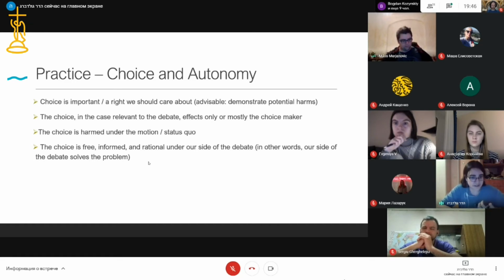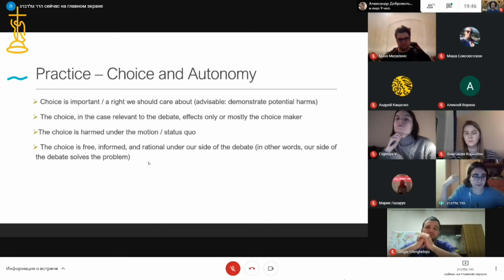So the burden here that is often missed is to prove why the motion in the first place harms the choice. Why when you ban consumption, you effectively also ban the employment. Yeah. So to recap on this, burdens. Choice is important. The choice in the case relevant to this debate affects only or mostly the maker of the choice. The choice that is harmed under the motion, or the status quo, depending on which side we are. And under our side, we do have valid choice. The choice is free, informed, and rational.